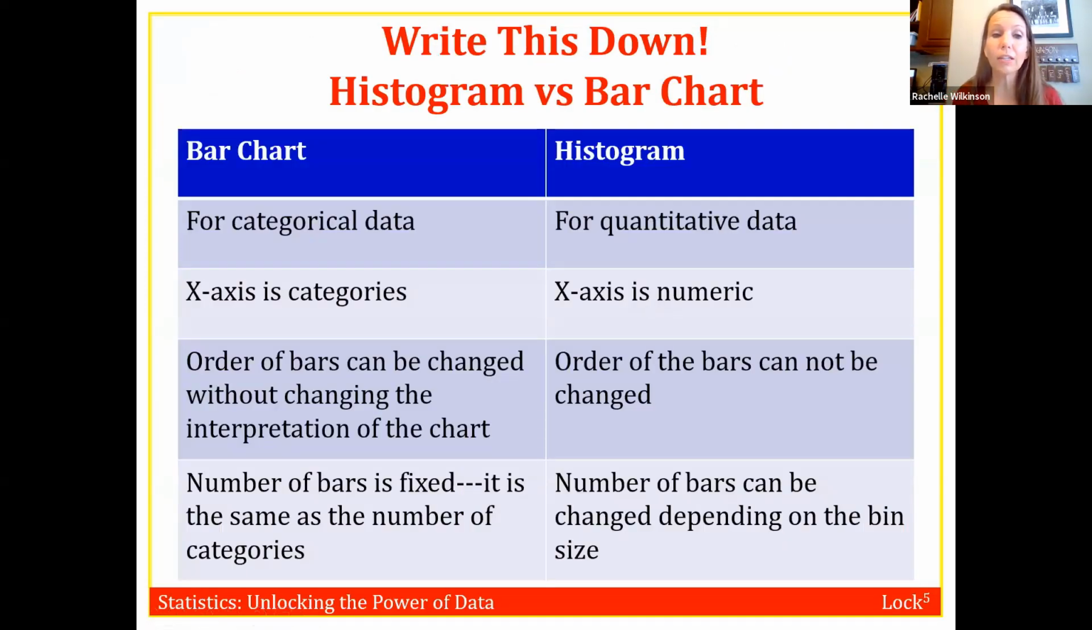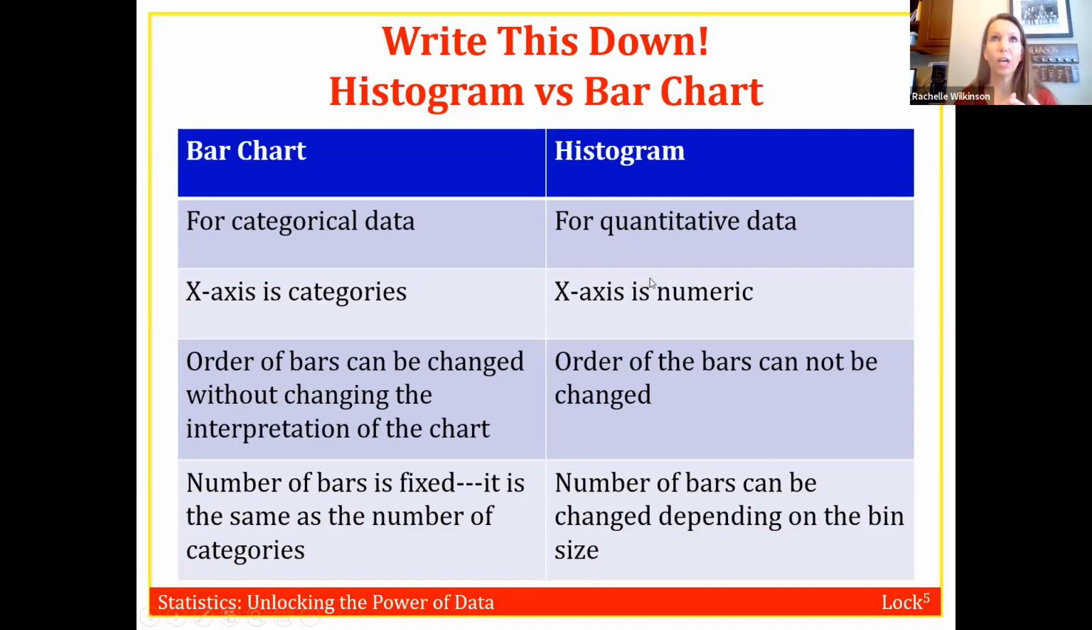So on a bar chart, the number of bars is fixed. It's the same as the number of categories. And on a histogram, the number of bars can be changed depending on the bin size. Okay, so all of this is just to emphasize that histograms and bar charts are different. So make sure when you're answering what the appropriate graph would be, that you know which one you're talking about. Categorical data, you're going to be doing a bar chart. Histogram is for quantitative data.